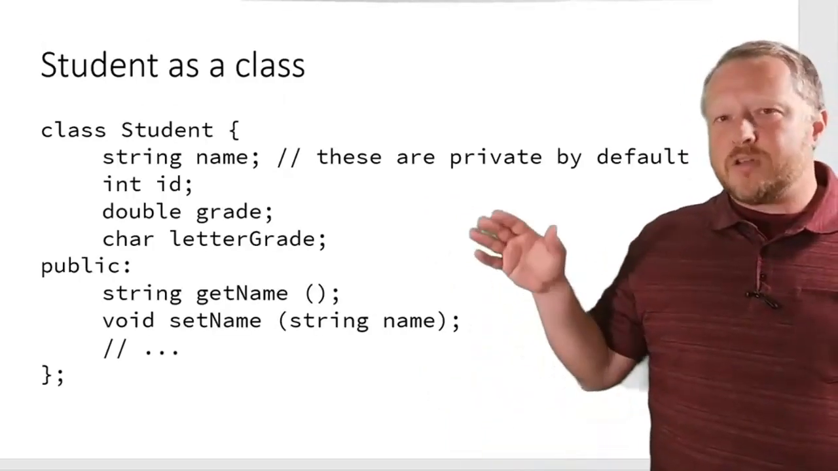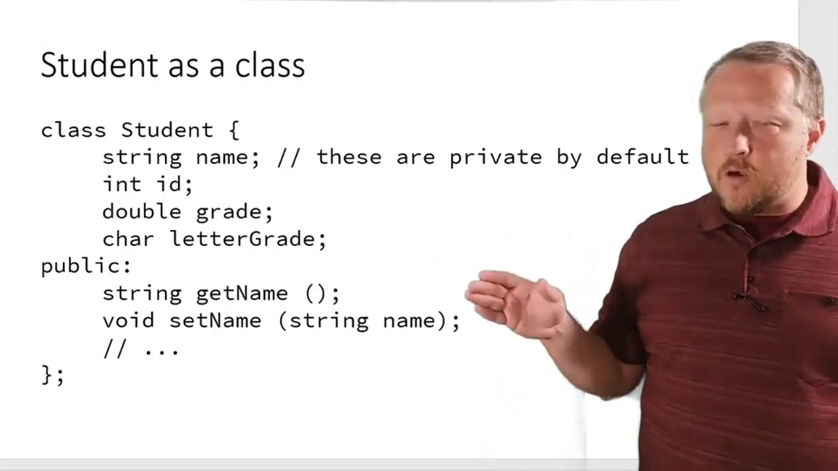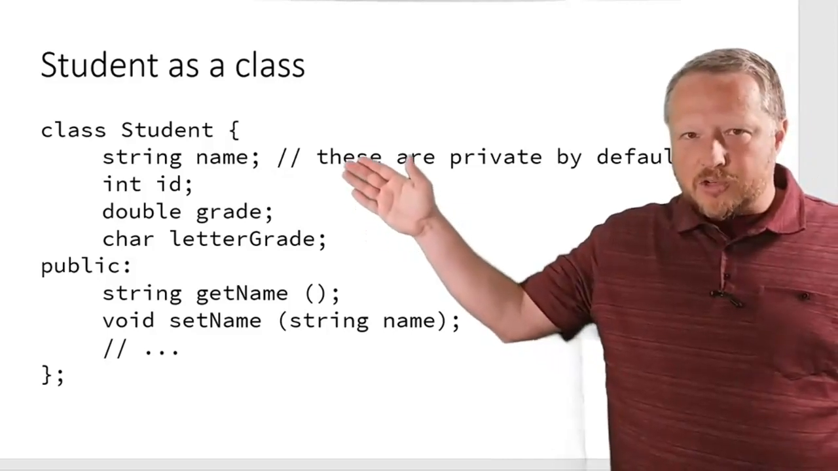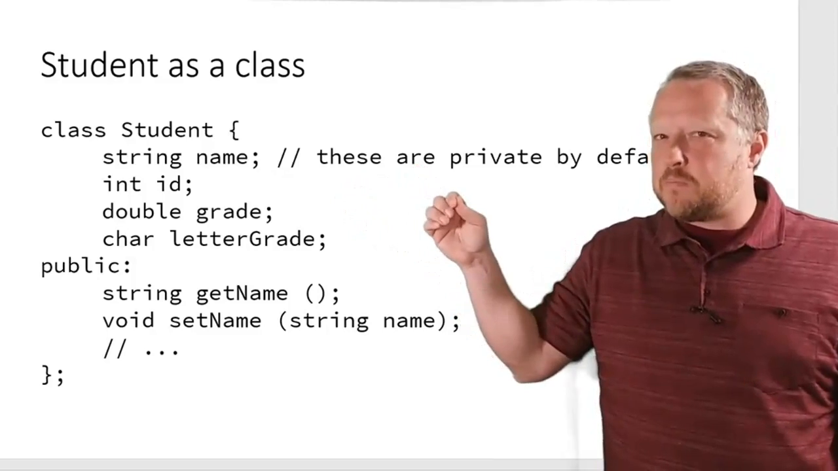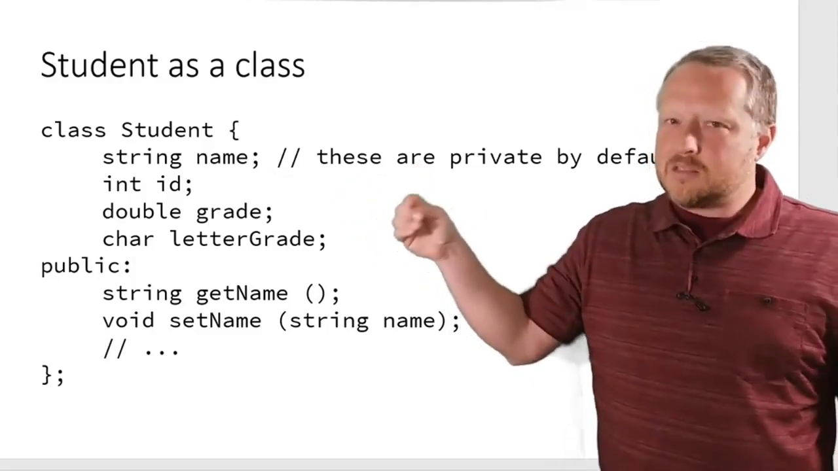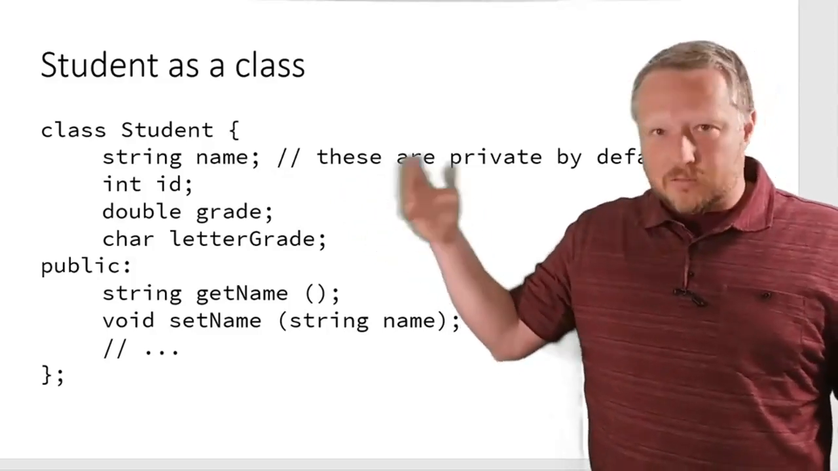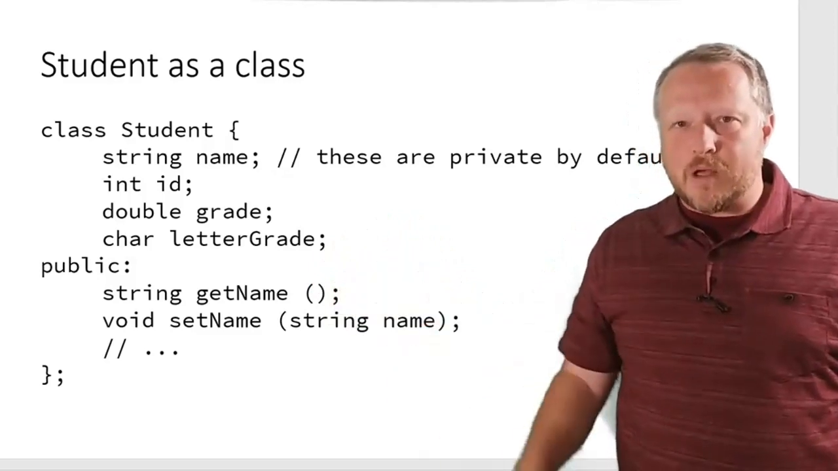So here's Student as a class, just to remind you of what we did here. We had our name, ID, grade, letter grade. And again, notice I didn't say private to it, but because it's just not there by default, it makes it private. Then we specify the public.